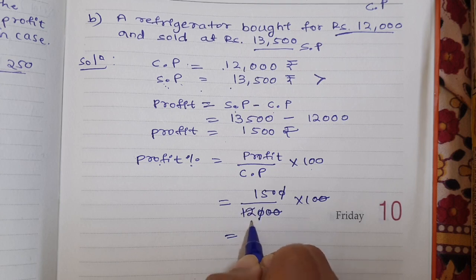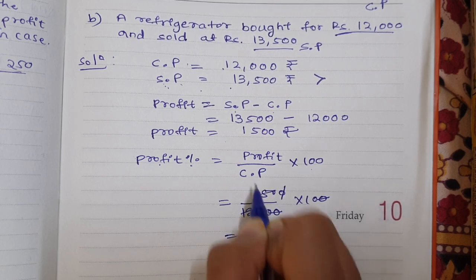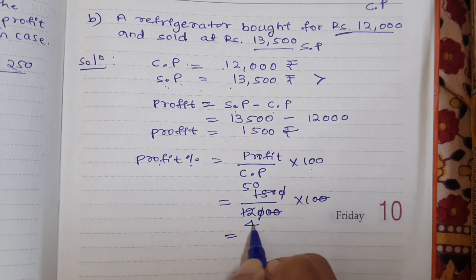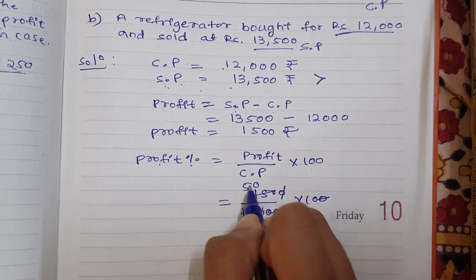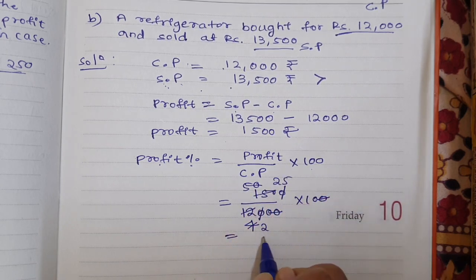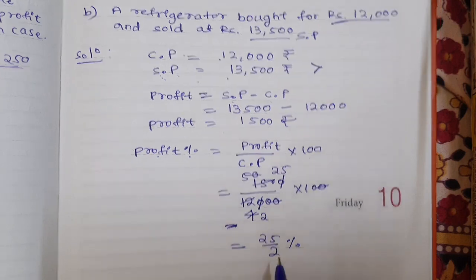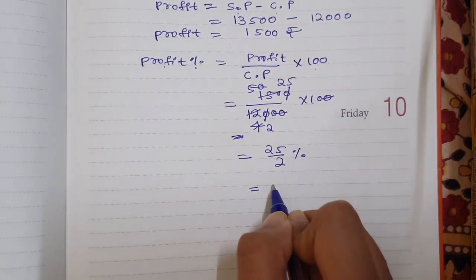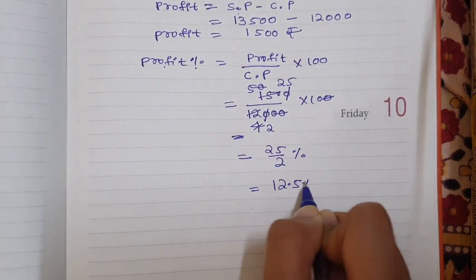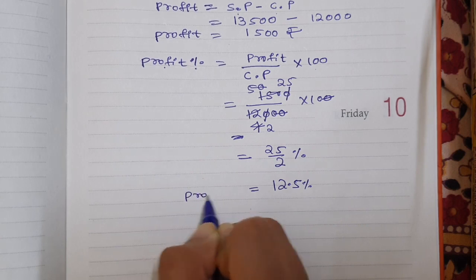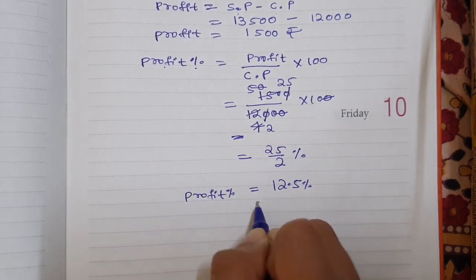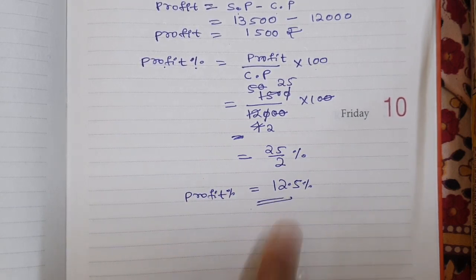3 4s, 3 5s and 0. 2 2s, 2 25s. So we got finally 25 divided by 2 percentage. 25 divided by 2 can be simplified as 12.5%. So this is the profit percentage. Shall I move to the next one?